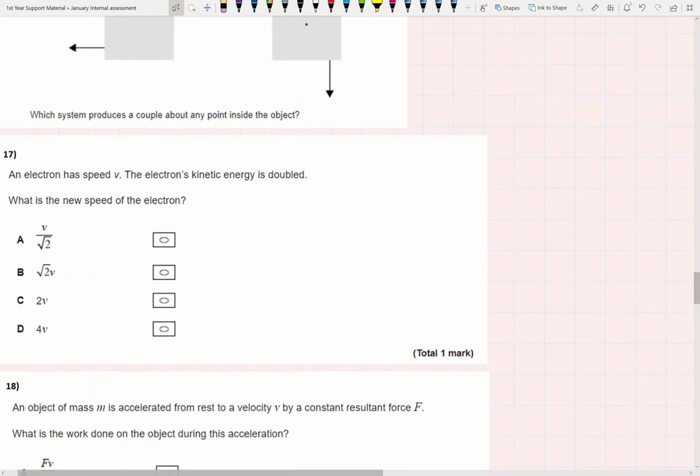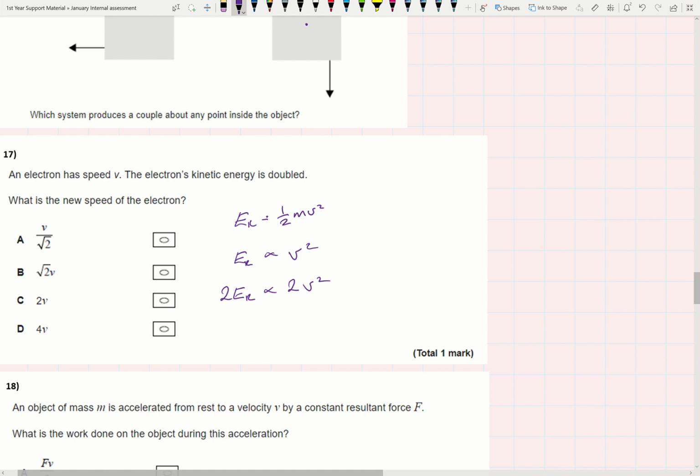So an electron has speed v. The electron's kinetic energy is doubled. What is the new speed of the electron? So I know that kinetic energy is a half times mass times velocity squared, which tells me that for the same thing, which is an electron, half is a constant, mass is a constant, so the kinetic energy is proportional to v squared. So if I double the kinetic energy, I have to do the same thing to the other side. So I double v squared.